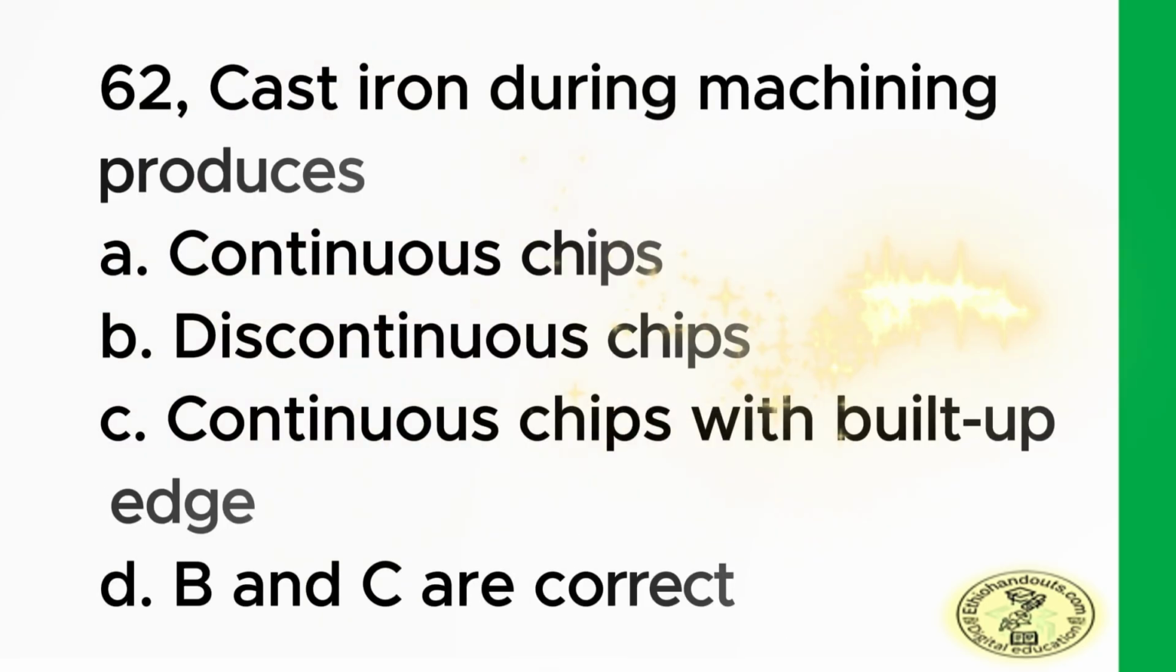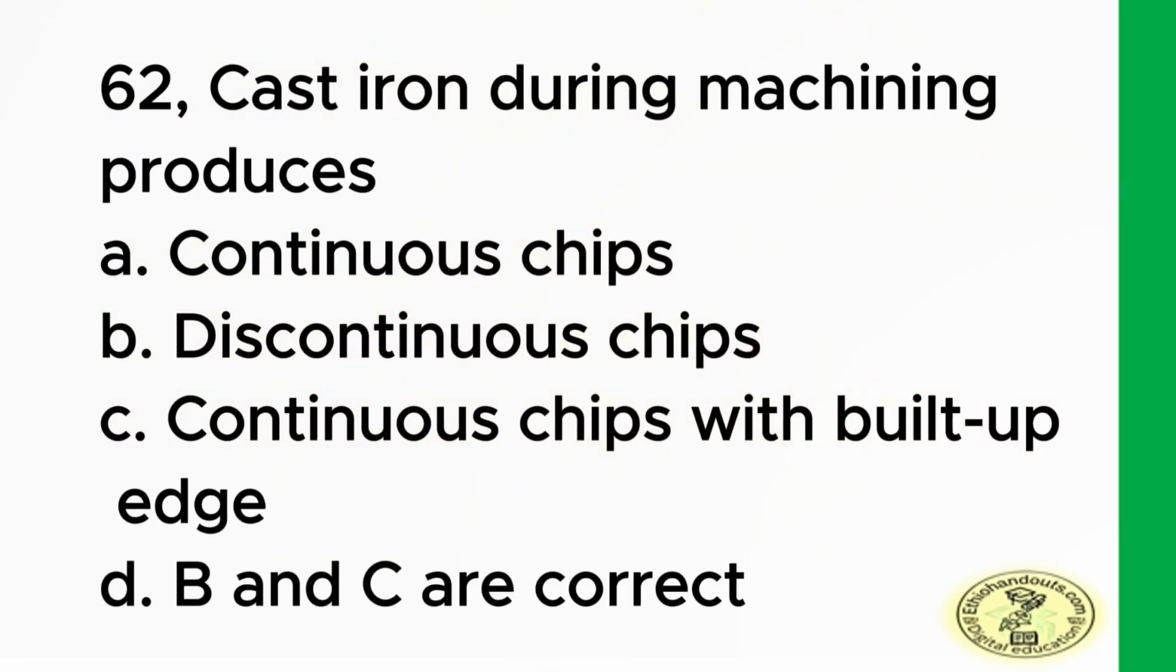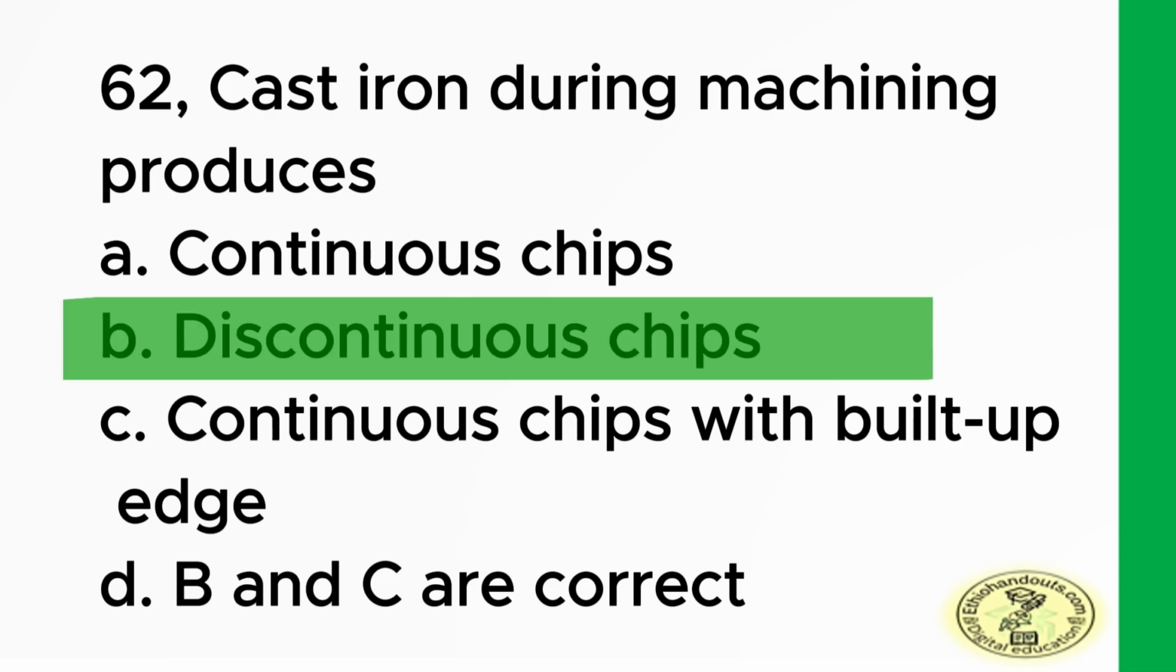Friction zone. 62. Cast iron during machining produces A. continuous chips, B. discontinuous chips, C. continuous chips with built-up edge, D. B and C are correct. The correct answer is B.